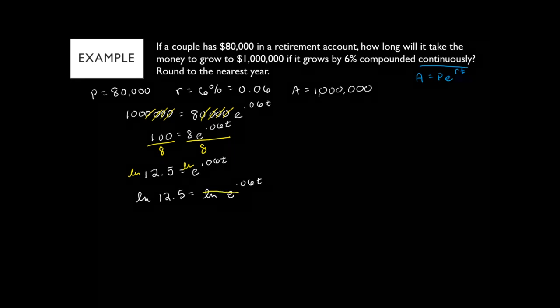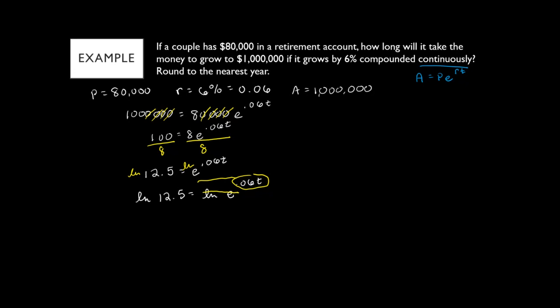And so the natural log of e cancels out, and we have the rule of logarithms that says that your exponent basically ends up in front. So we end up with the natural log of 12.5 equals 0.06t.